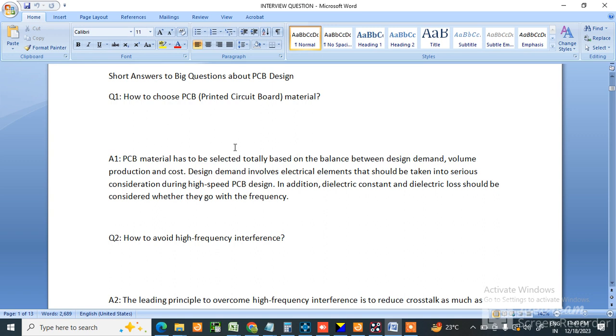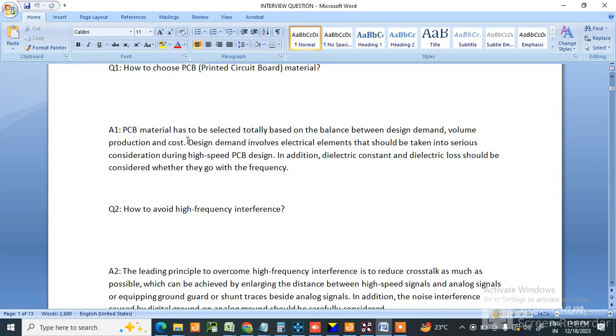So how to choose PCB material? PCB material has to be selected totally based on the balance between design demand, volume production and cost. Design demand involves electrical elements that should be taken into serious consideration during high speed PCB design. In addition, dielectric constant and dielectric loss should be considered, whether they go with the frequency.